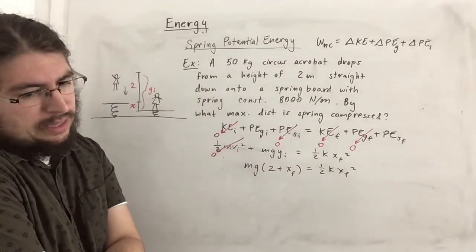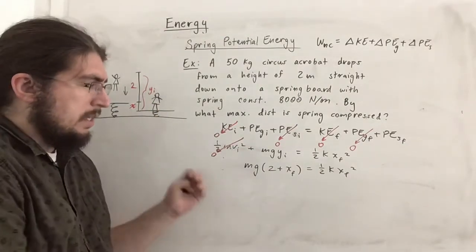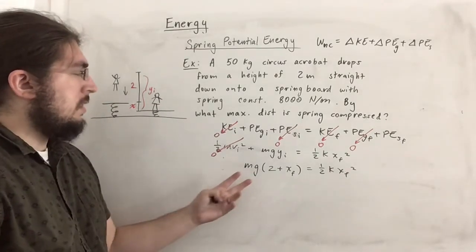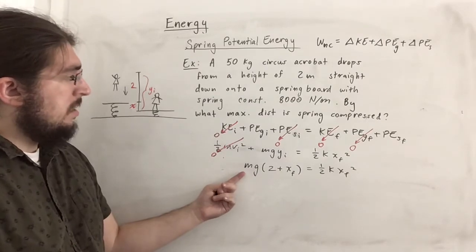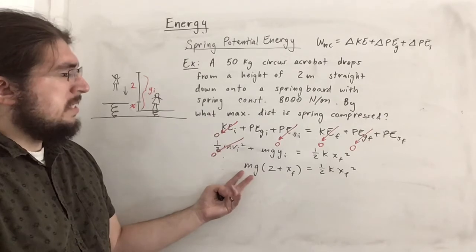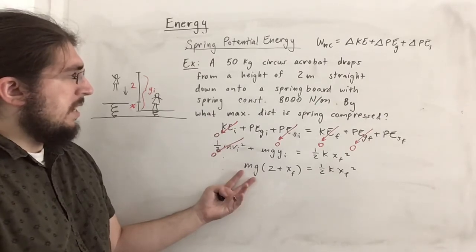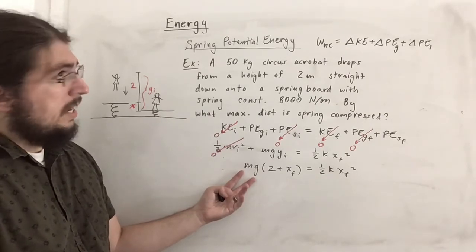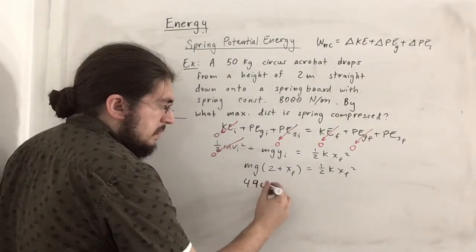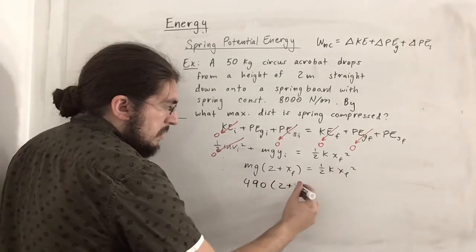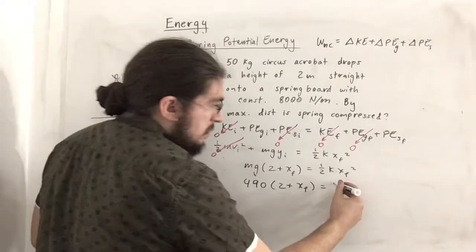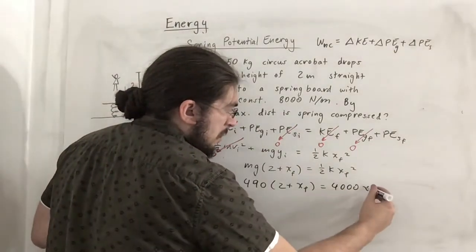In fact, what I'm going to do here is write in the numbers instead and then use the quadratic formula. So let's see if we can do that. So m is 50, g is 9.8. Let's see, 9.8 times 10 is 98, and then 98 times 5 is going to be half of it, so it's going to be 490, sorry. 2 plus that. 1/2 k is 8,000, so it's going to be 4,000. We're trying to find this.